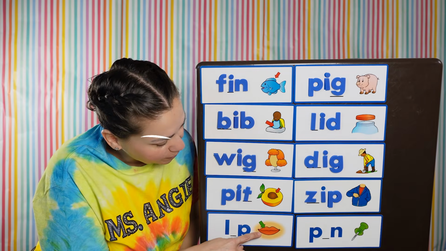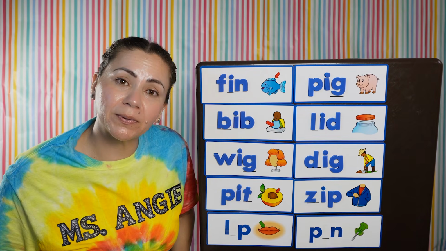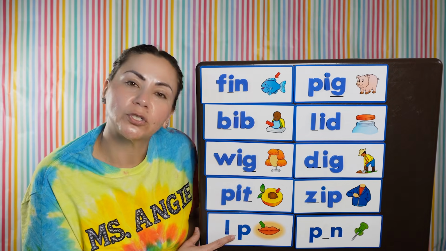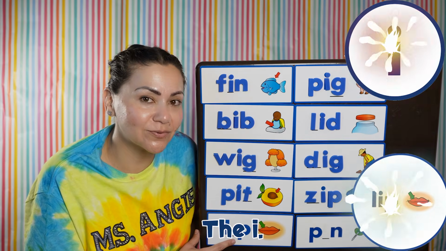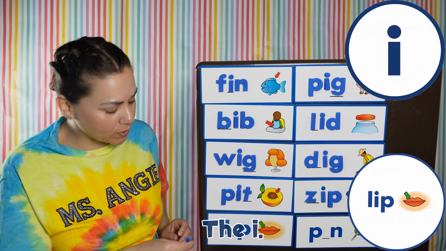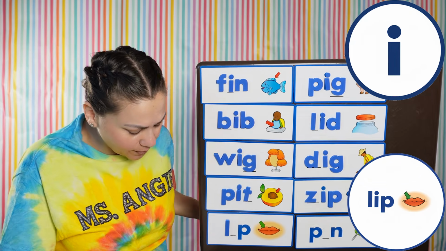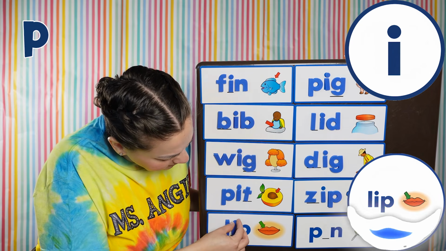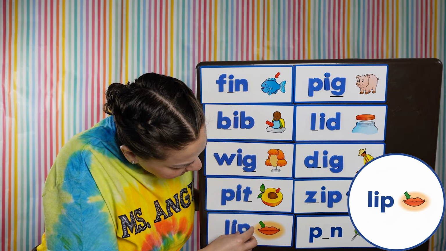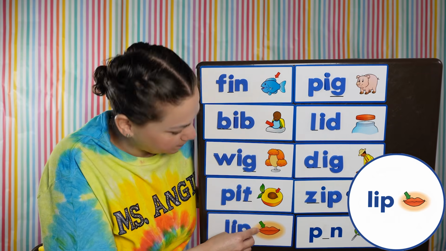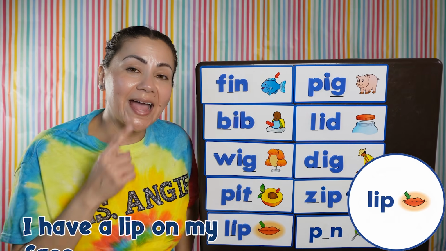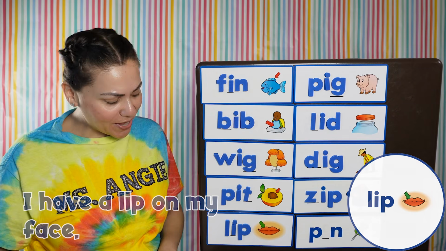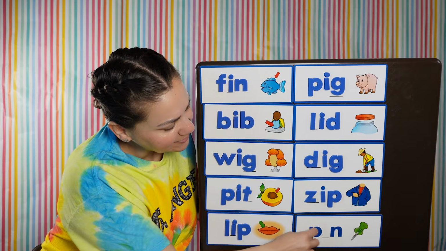Okay, next one. Here we have a picture of the lip. Yes, but here it's missing a letter in the middle. Do you know which letter? The I. That's right, the I. Let's spell the word lip and put it on the board. Lip is spelled L-I-P. Now let's make a sentence with the word lip. Can you say, I have a lip on my face? I have a lip on my face. Good job.